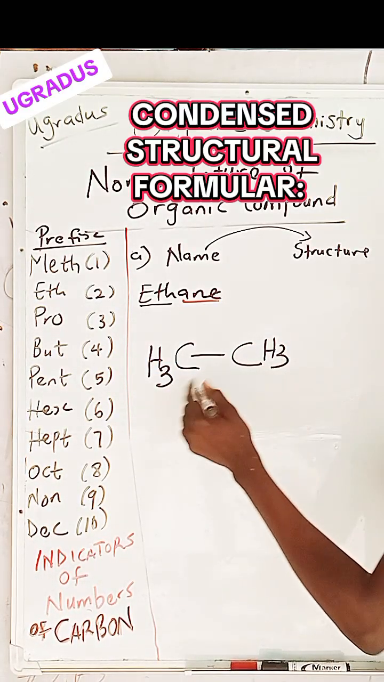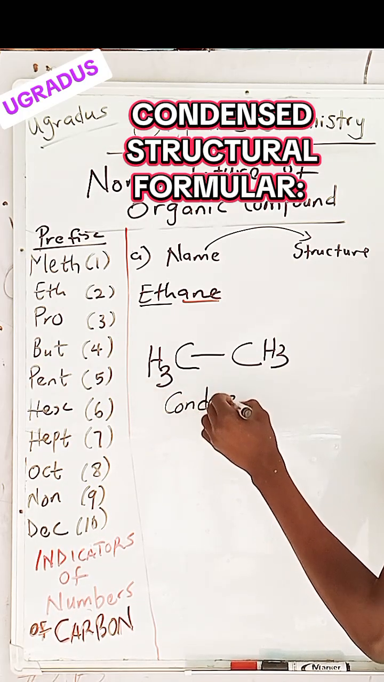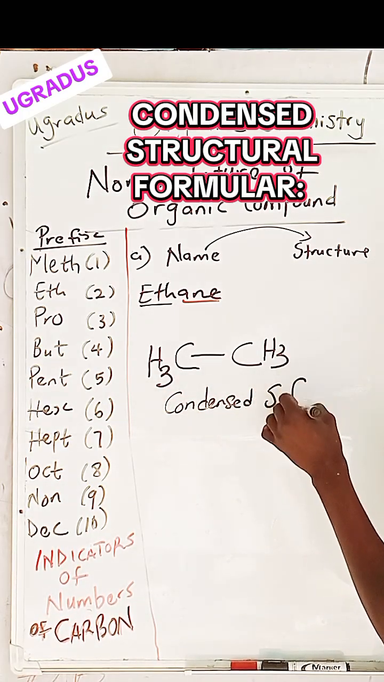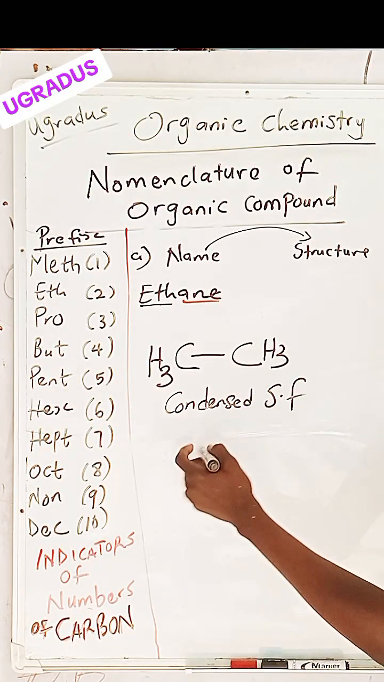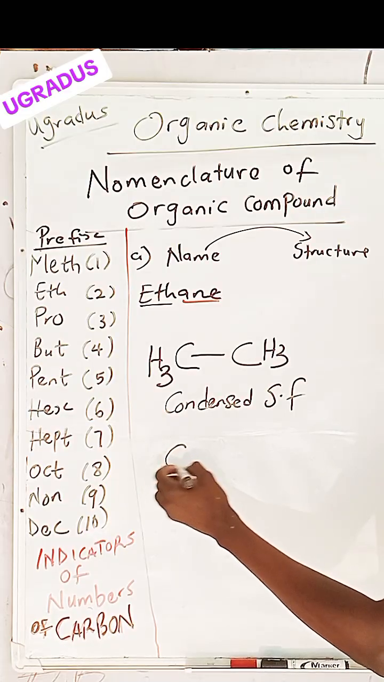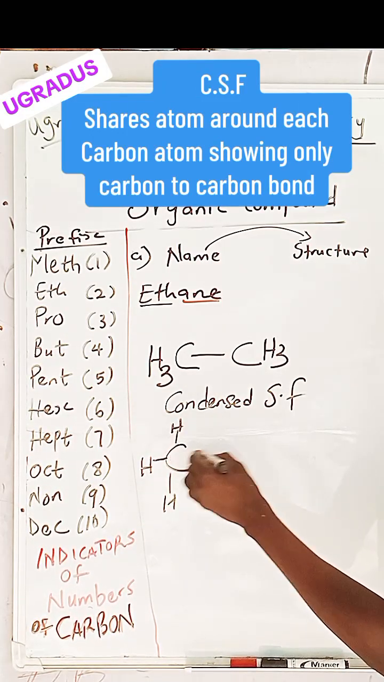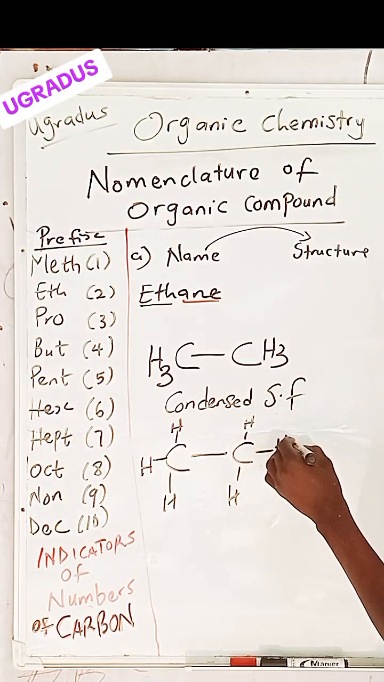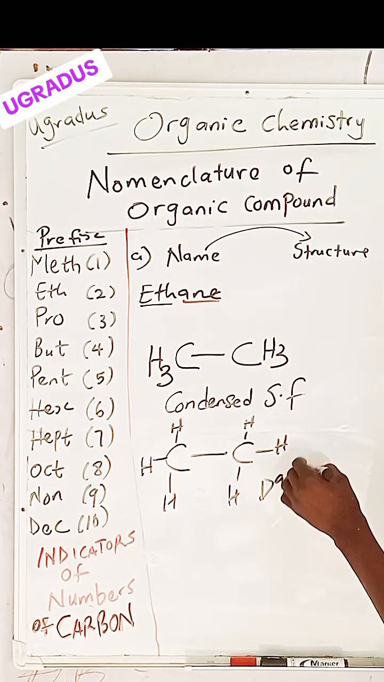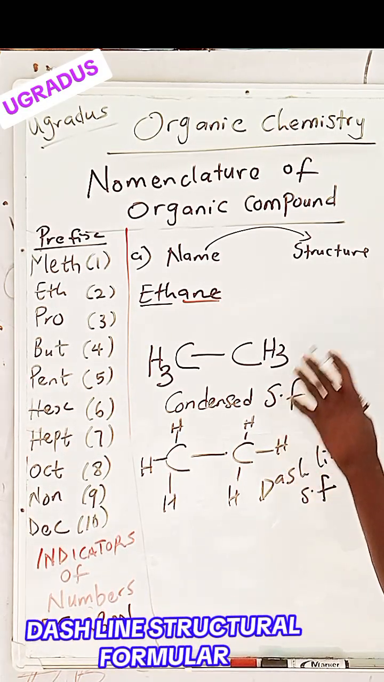So this structure is a structural formula, but it is called the condensed structural formula. So you can continue further to draw this structure in another way by showing all the bonds using dash lines. This type of structural formula is called a dash line structural formula. All right. This is the structure of this compound.